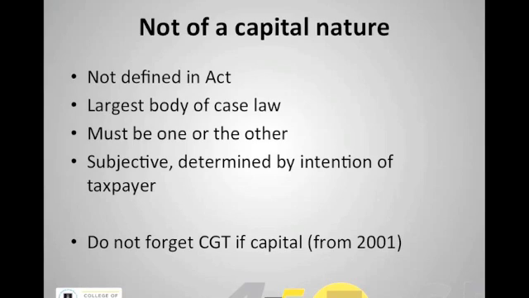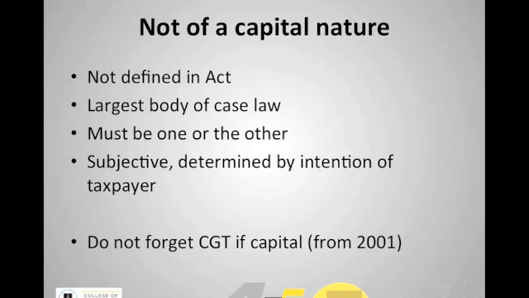It's important to say that all amounts must be either capital or revenue. There's nothing else within the gross income definition. And whether something is capital or revenue is a subjective item. It's determined by the taxpayer's intention. You can't simply say that all of a particular kind of asset are capital and all of other kinds of assets are revenue.